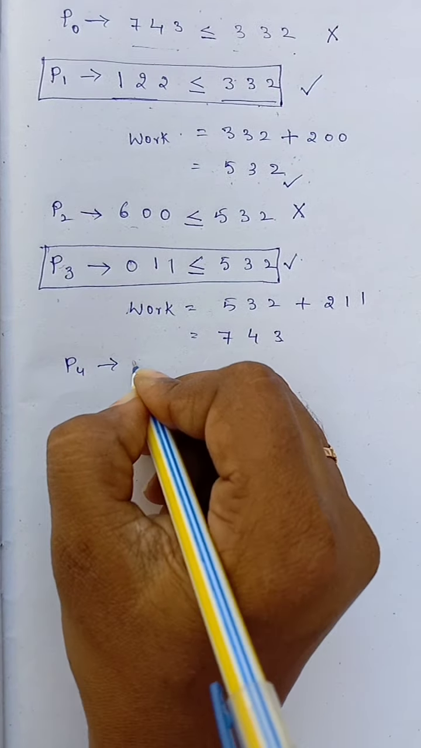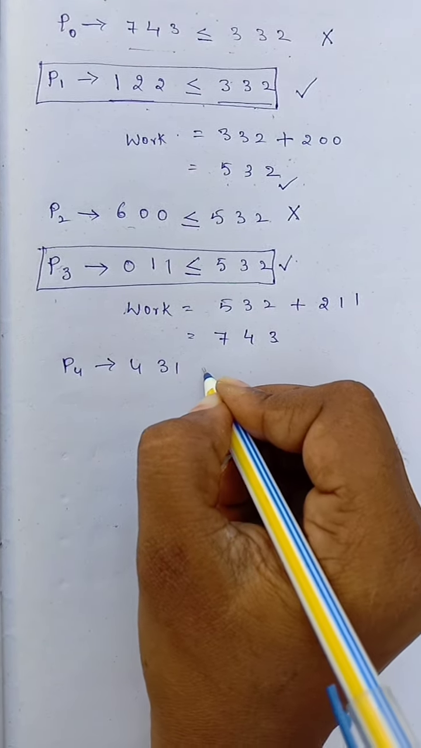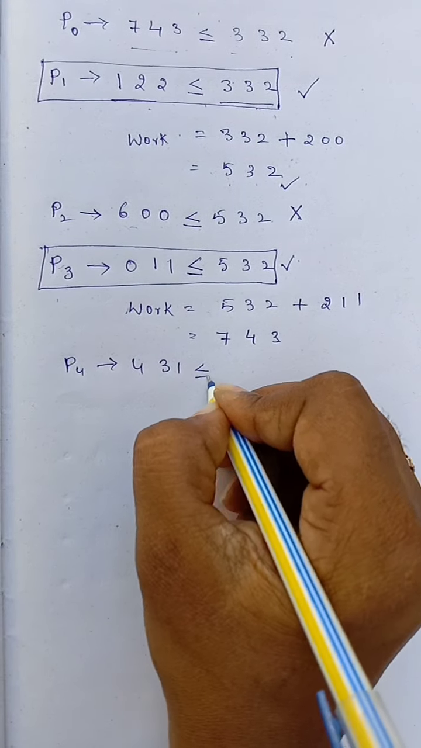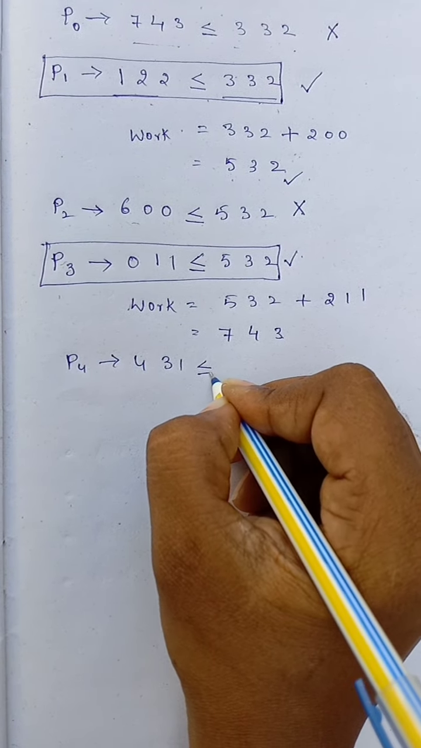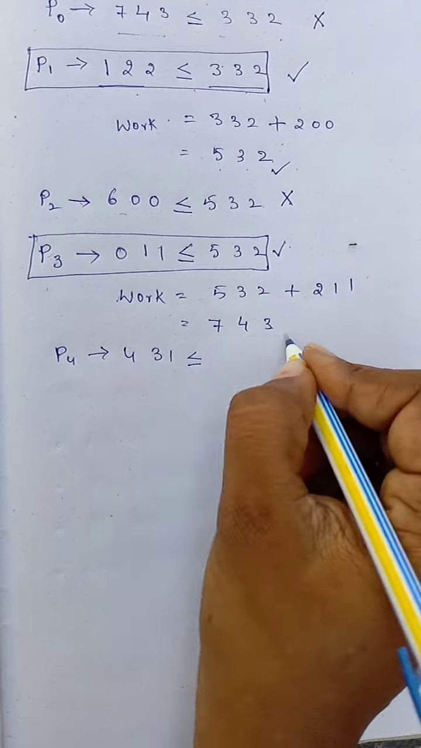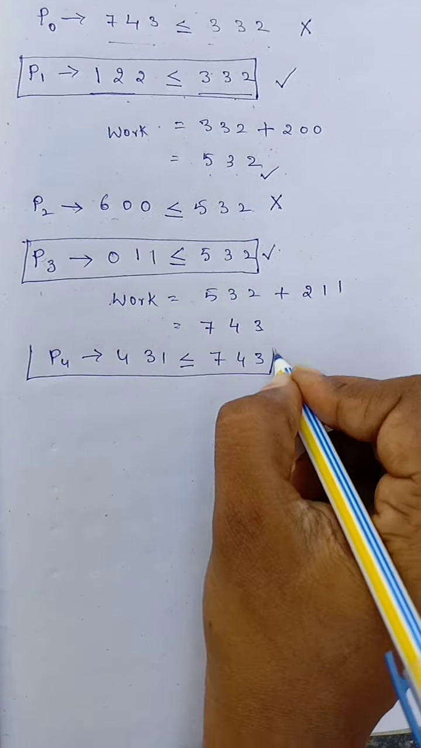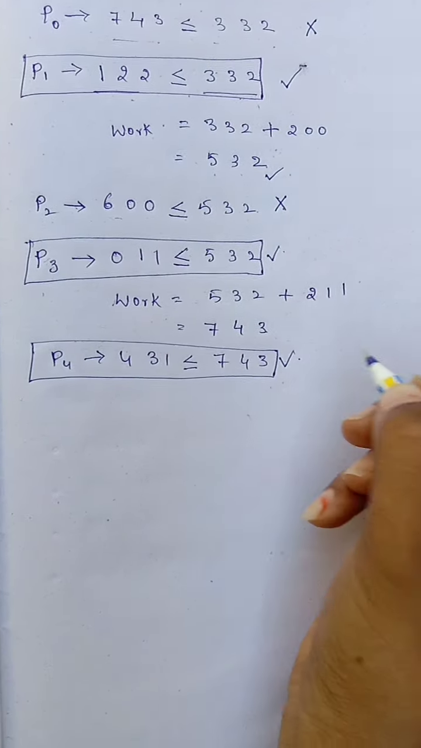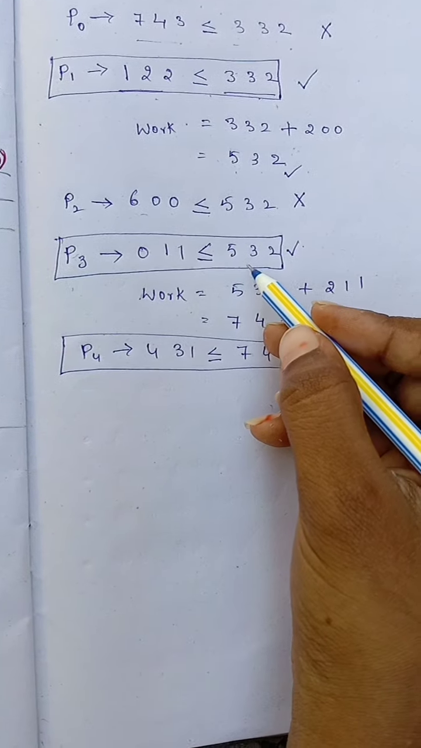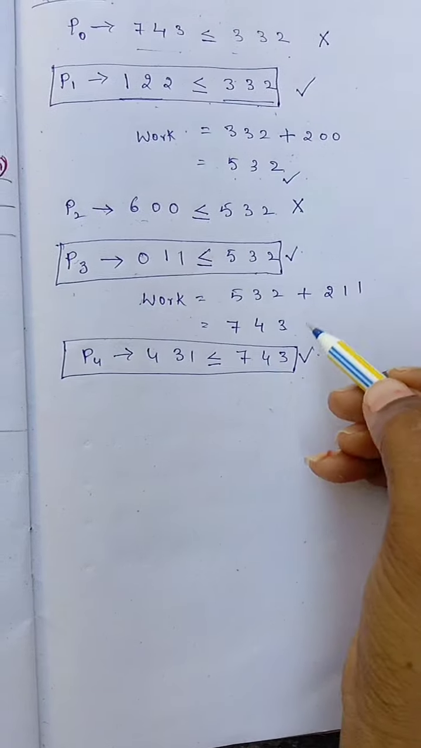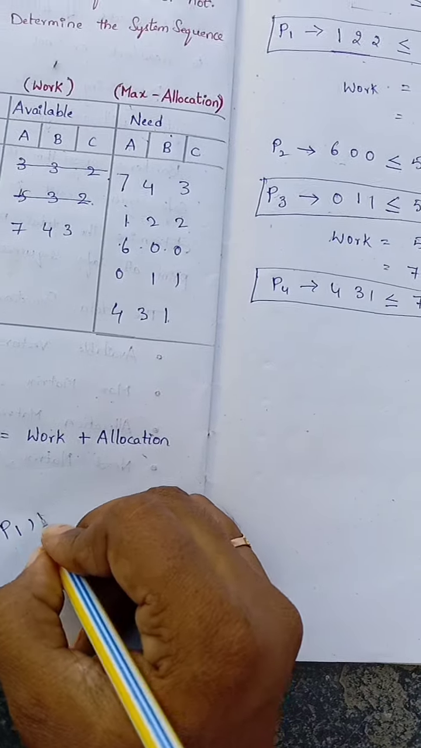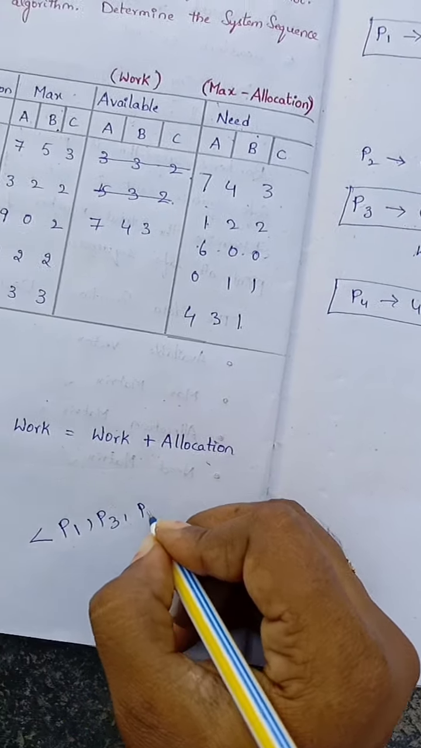For P4 the need is 4, 3, 1, and let us check whether it is less than or equal to work. The new work is 7, 4, 3. So the condition is true. So as we have calculated P3 and P4, these will go into the safe sequence: P3 and P4.